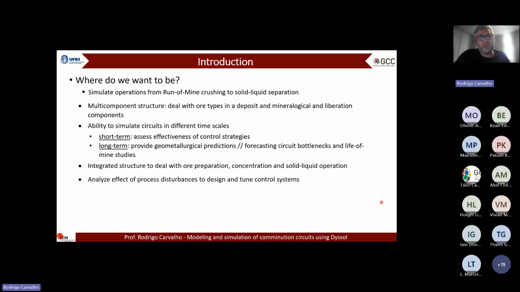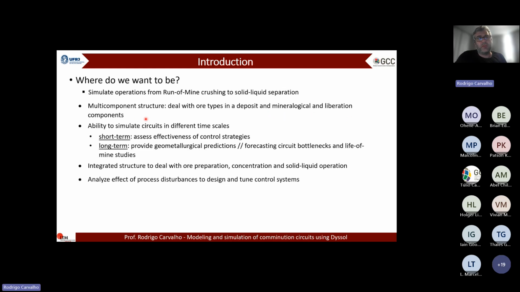So where do we want to be in terms of a modern simulation? We want to be able to simulate operation from run of mine, feeding the circuit, so from run of mine crushing down to the solid liquid separation. This is what we need to reproduce, to mimic the real application. So for that, we need a multi-component structure.